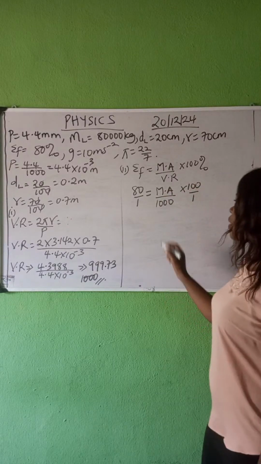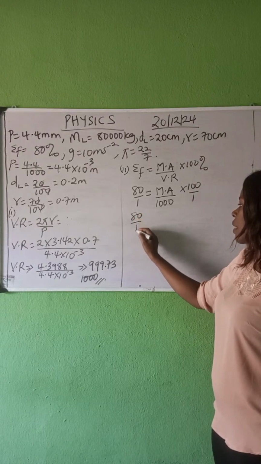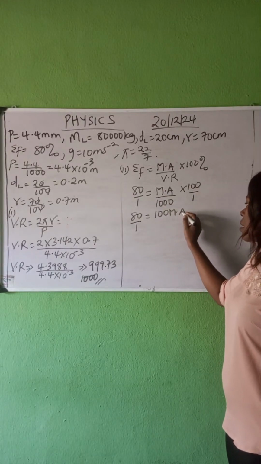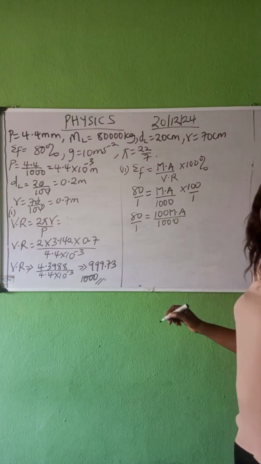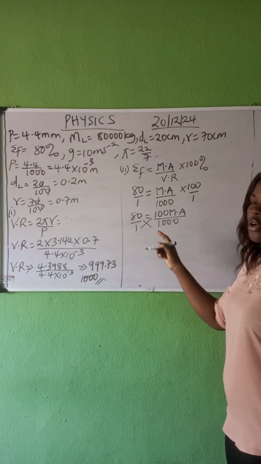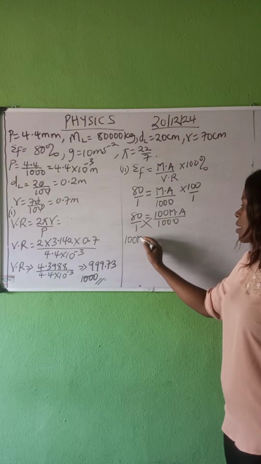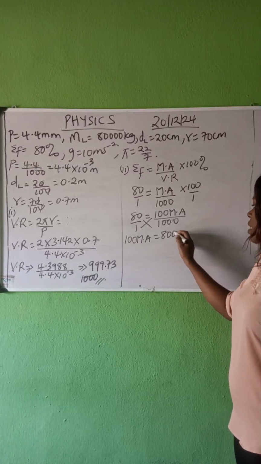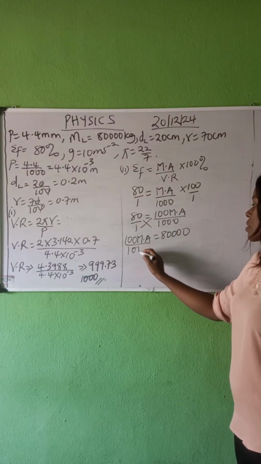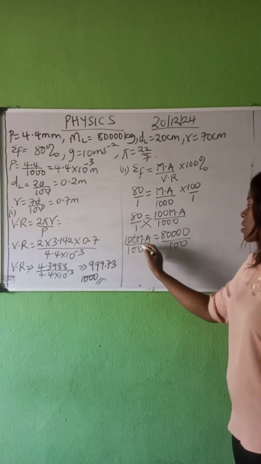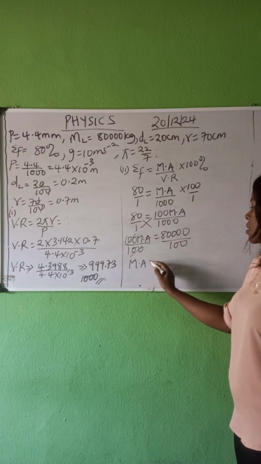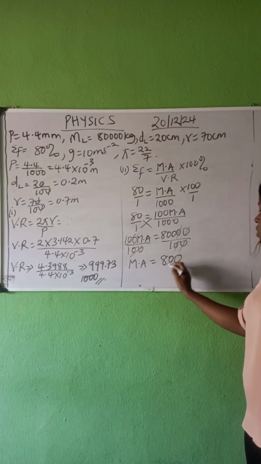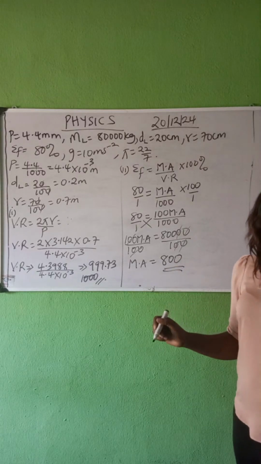Is that clear? All right, so you say 80 over 1 is equal to MA multiplied by 100, which gives 100 MA, divided by 1000. So we cross multiply. 100 MA is equal to 80 times 1000, which gives 80,000, divided by 100. So I have MA is equal to, zero cancels zero, zero cancels zero, so my MA is equal to 800. Do you understand? All right.